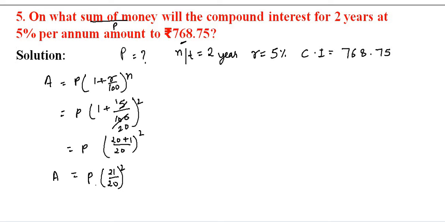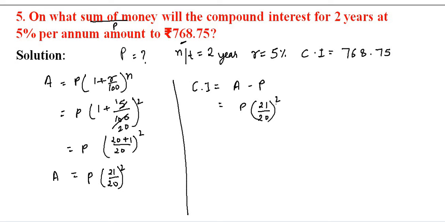Okay, but compound interest is given to us. The compound interest we are finding out how? Amount minus principal. Amount minus principal, by doing this we calculate compound interest. Here the amount is P in bracket 21 upon 20 whole square, and here minus P.